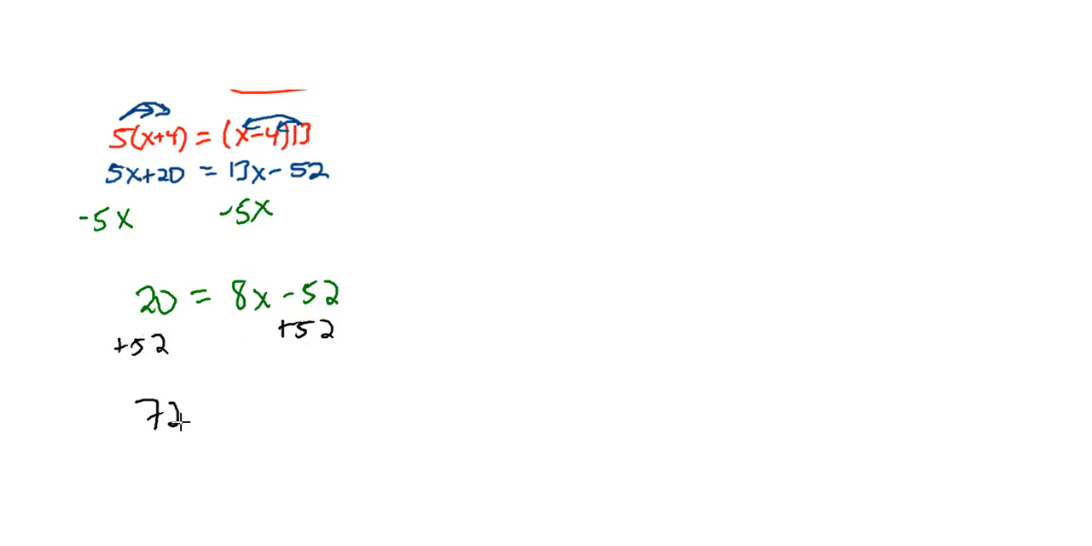And so we're going to get 72, which is kind of a nice number to see with the 8 being here. And so we will divide by 8 on both sides, and we get a nice answer. We're going to get x is equal to 9.